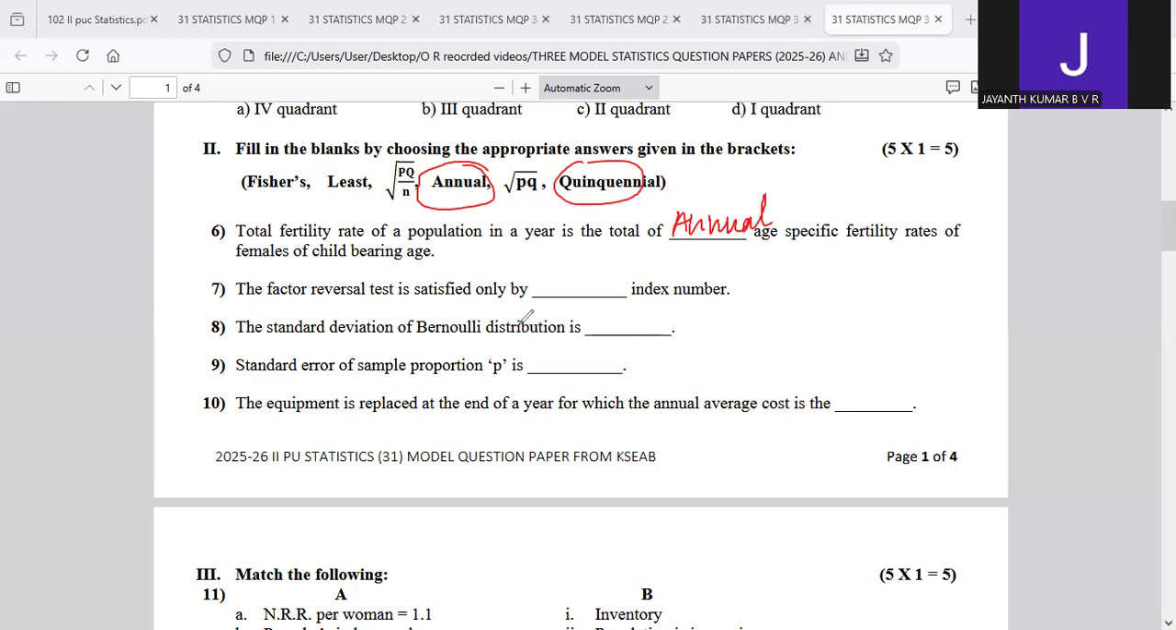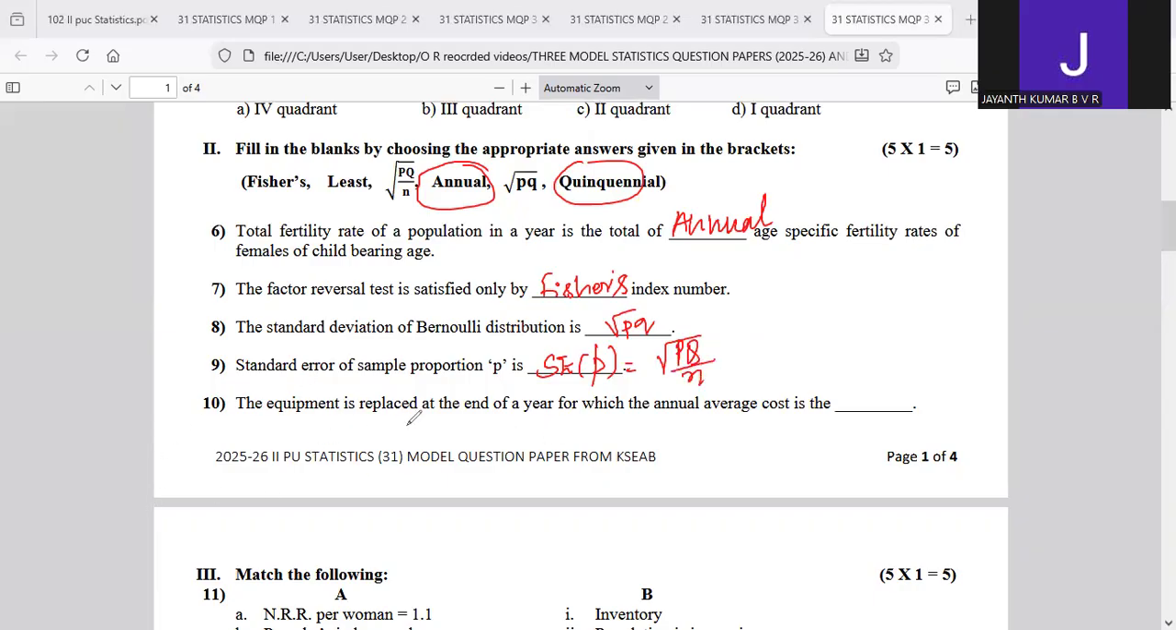The factor reversal test is satisfied only by Fisher's index number. The standard deviation of the Bernoulli distribution: variance is PQ, standard deviation is root of PQ. Standard error of sample proportion, that is repeated already: the square root of PQ divided by N.